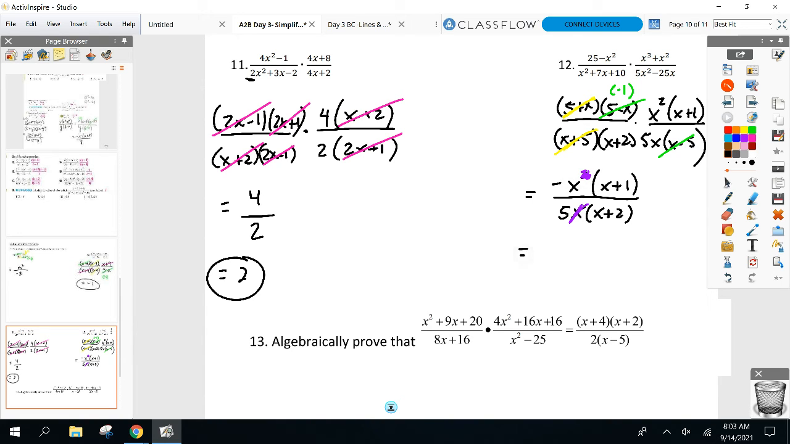So here's my final answer: negative x times x plus 1 over 5 times x plus 2. That's hard. Some hard stuff here. Got to be on your toes.